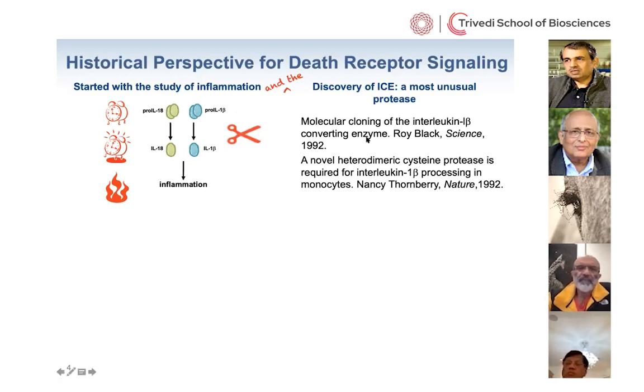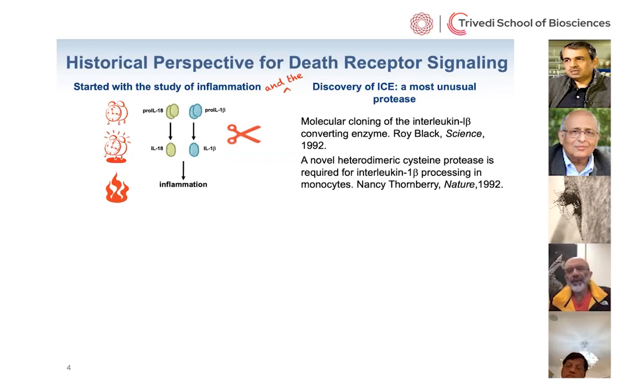The subsequent purification and cloning of this protease revealed it to be a very unusual protease. It was a cysteine protease, but what was unusual was that it cleaved after aspartic acid residues. So this protease was termed ICE, for interleukin-1 converting enzyme. I want you to remember that. And its unusual nature was noted. These workers were working in inflammation in industry.